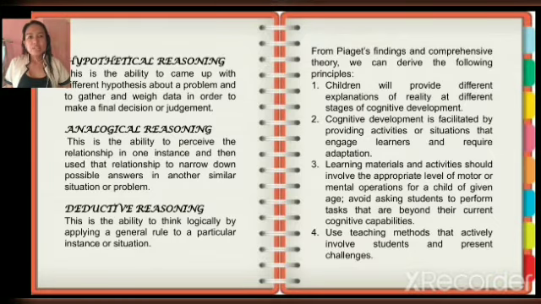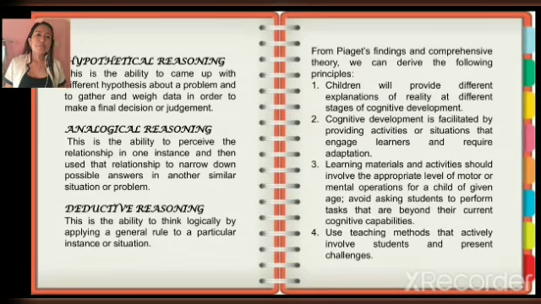Next is the analogical reasoning. This is the ability to perceive the relationship in one instance and then use that relationship to narrow down possible answers in another similar situation. And lastly, the deductive reasoning. This is the ability to think logically by applying a general rule to a particular instance or situation. So, very understandable na ang definition, class.